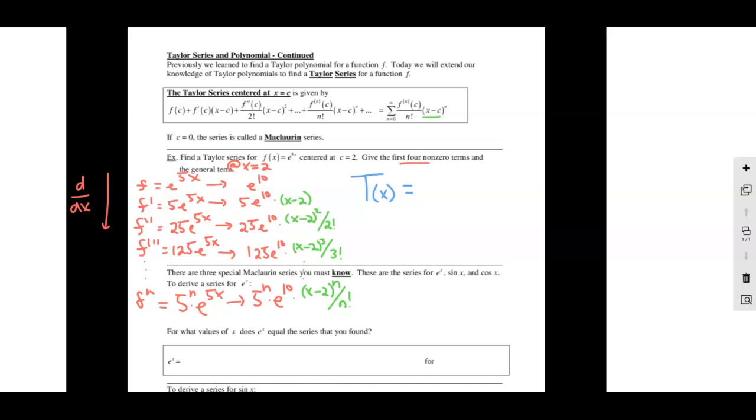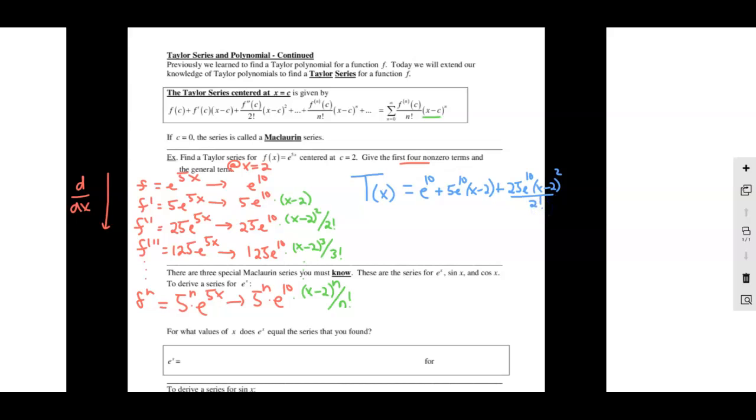And I'm probably going to need more room. Well, I'm just going to try to leave it, and hopefully I have enough room. Here we go. The first term, e to the 10th. We're going to need the first 4 non-zero terms and the general term. Then the next one would be 5 e to the 10th, then we have the x minus 2. Then the next one was 25 e to the 10th, x minus 2 squared, over the 2 factorial.